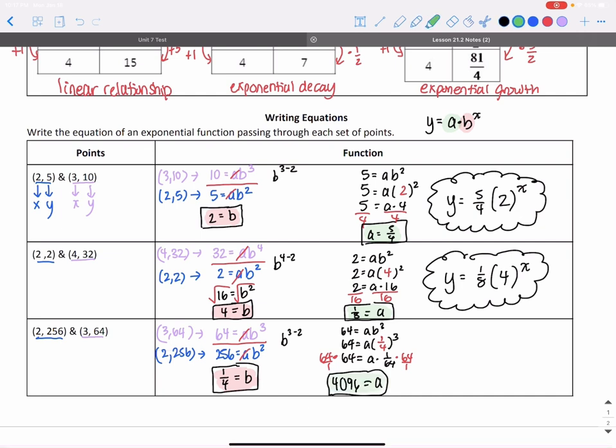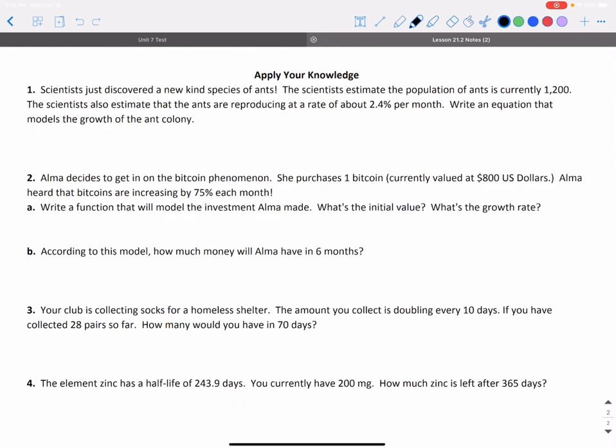I have my initial amount, I have my growth rate, so I have y is equal to 4,096 times 1/4 to the x power, which is the function that fits both of those ordered pairs.